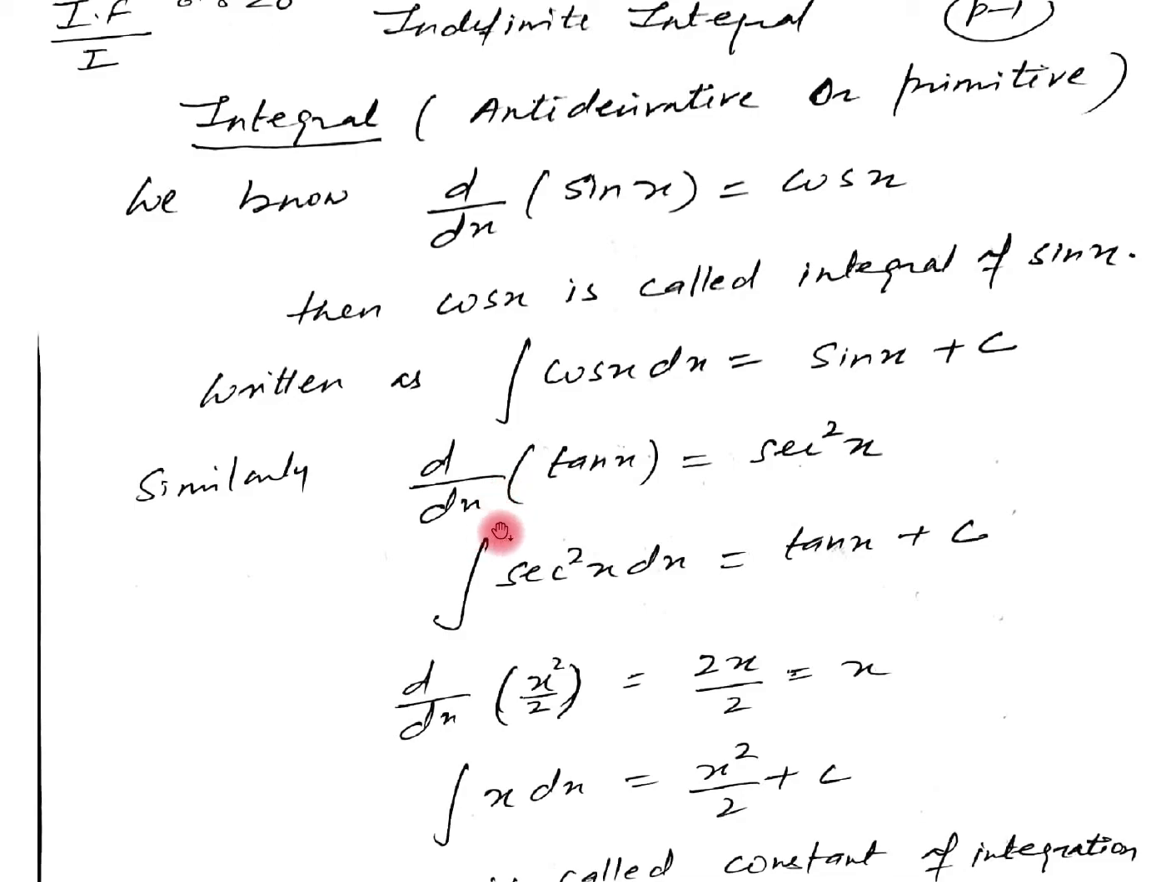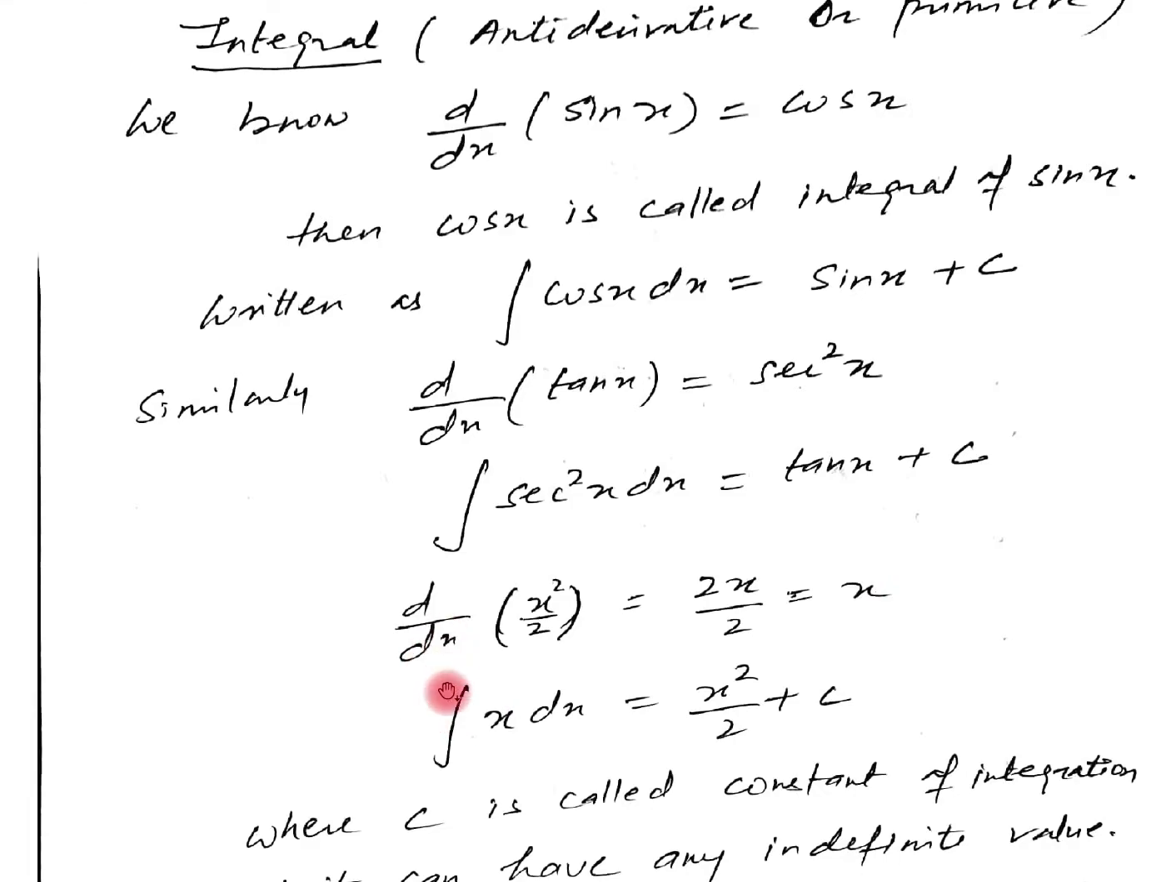Similarly, we know the derivative of tan x is equal to secant square x. We know it, the derivative of tan x is secant square x, or we can say the integral of secant square x dx, meaning integration with respect to x, equals tan x plus c.